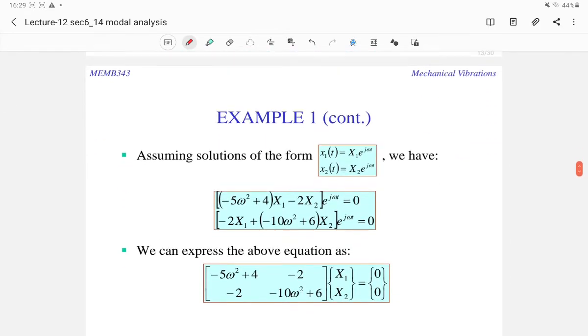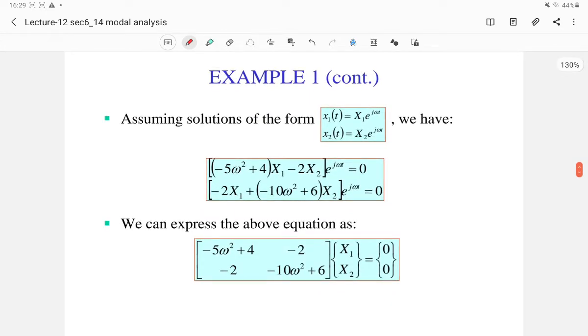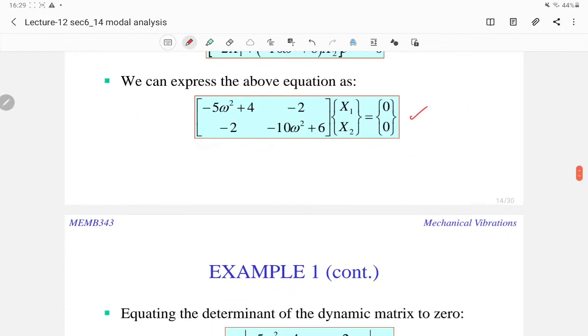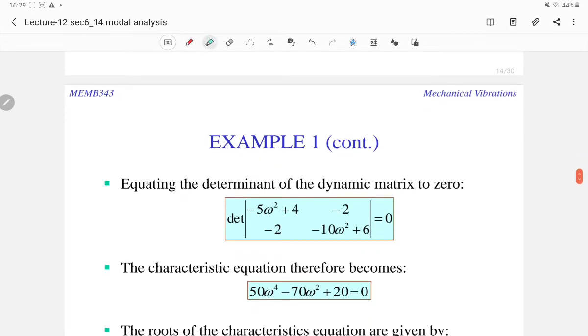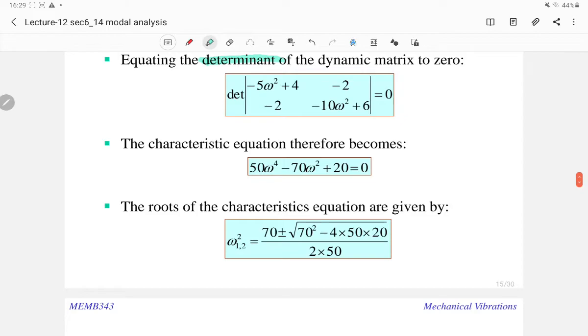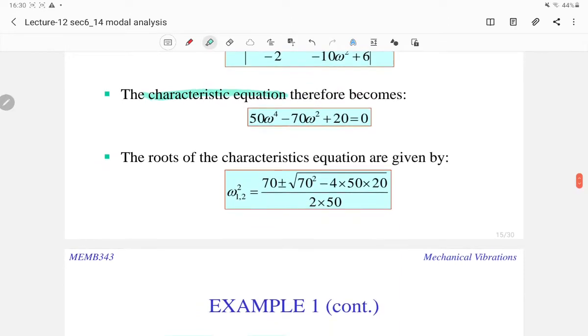After you assume the solutions, it's a similar process to finding the natural frequencies, because what you want to find is a matrix phi, which is the principal mode shape vectors. So after that you express the expression as such. Then you take the determinant. Once you take the determinant, you get the characteristic equation. The steps are very similar to lecture 10 on finding the mode shapes.